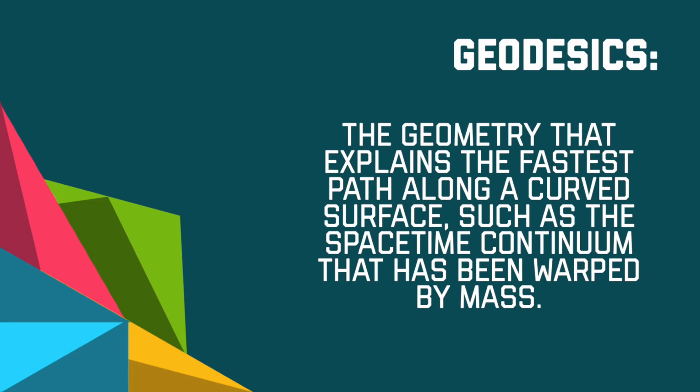Geodesics is the study of these curved paths. This is the geometry that explains the shortest path along a curved surface. This idea is applied to relativity when we discuss the path that objects take when affected by the curvature of spacetime. Their path is along a curve because of the gravity of another object, so the geometry and math of the path they take is called geodesics.